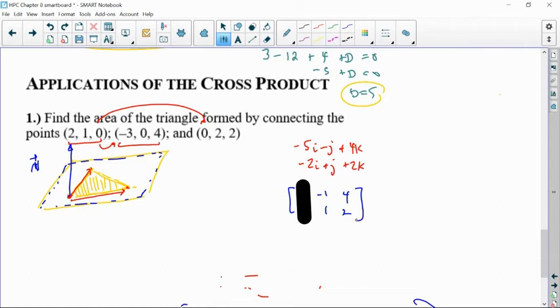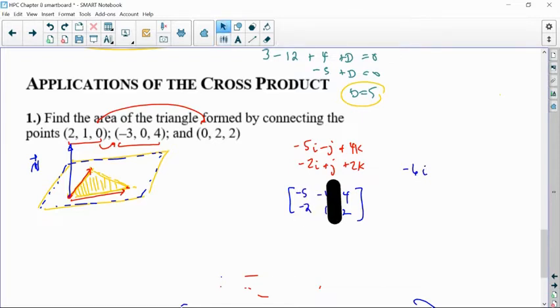So -1 times 2 is -2 minus 4. So we get -6i. And then let's slide this over. And then remember, it's going to be whatever the opposite value was. So let me put that there. And then I believe it's a 2. Yeah. So -5 times 2 is -10 minus a -8.